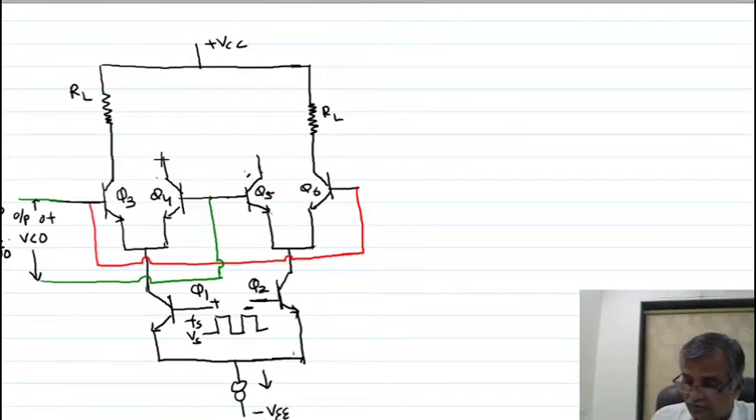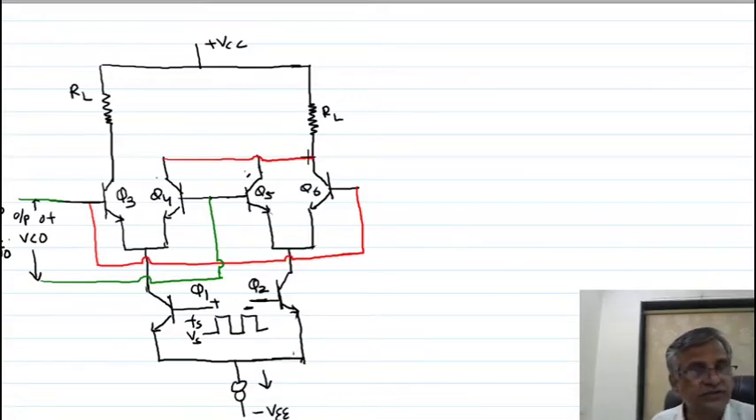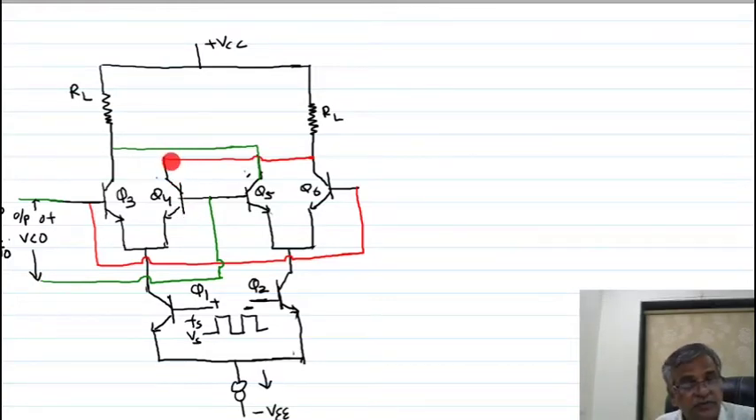Now remember, Q4 is connected to the collector of transistor Q6, and Q5 is connected to the collector of transistor Q3. The collector of the Q4 is connected to the collector of the Q6. Collector of the Q5 is connected to the collector of Q3.